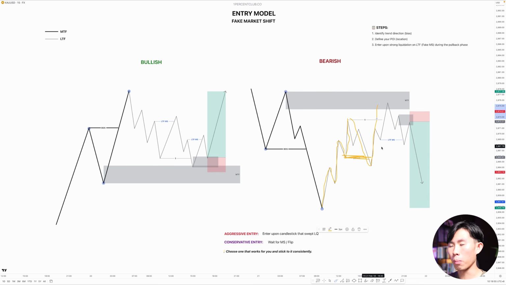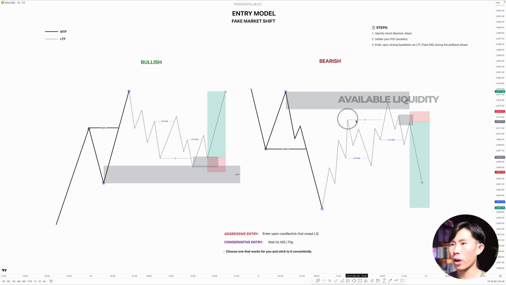So in that case, fake market shift, we know that there is strong available liquidity above this swing high right here, because this high has become a strong high since it led to this market shift. So we know that there is available liquidity above that high. So now we want to actually enter upon that liquidation, upon that strong liquidation of this strong high here.